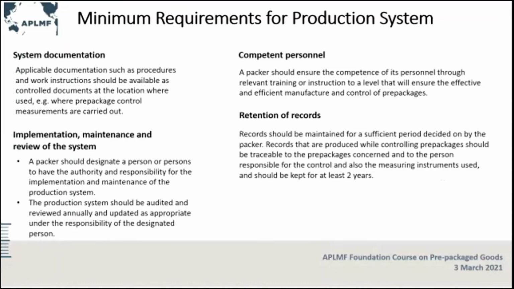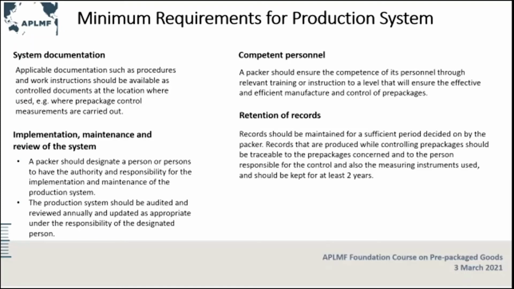The first one is regarding the documentation system, that the packers have to have a document system, for example, the applicable documentation that might be covered by the factory's procedure. The work instruction should be available as a control document at the location where used, for example, where the package control measurements are carried out. So this is the minimum requirement that the packers have to prepare before they are assessed by the designated body.